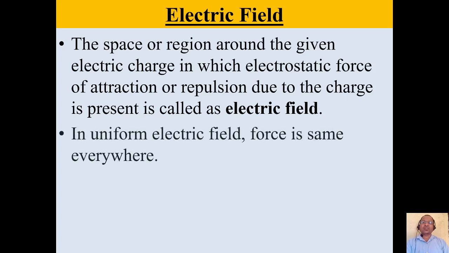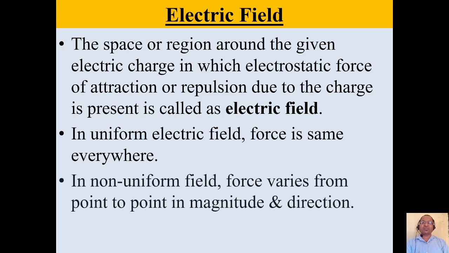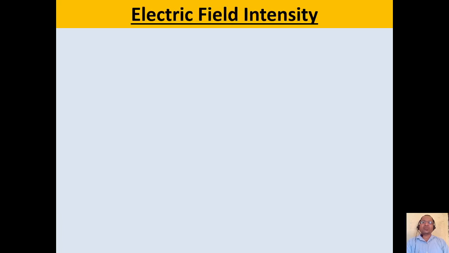If you consider a uniform electric field, then the force is the same everywhere. But if you have a non-uniform electric field, then the force varies from point to point in magnitude and direction. The magnitude of this electric field is given by electric field intensity. How strong or weak the electric field is, is given by electric field intensity.